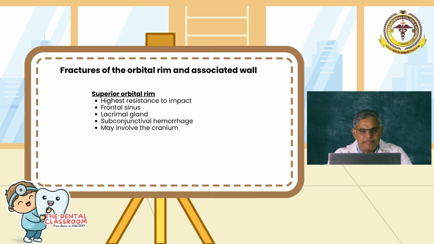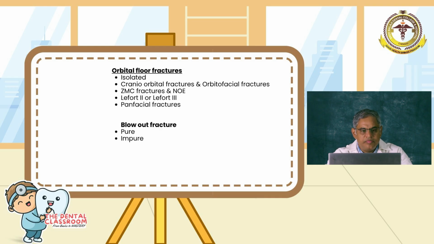Fractures of the orbital rim and associated wall. The superior orbital rim has the highest resistance to impact. Frontal sinus, lacrimal gland, subconjunctival hemorrhage may involve the cranium. Orbital floor fractures, isolated cranio-orbital fractures and orbitofacial fractures, zygomatic fractures and naso-orbitoethmoid fractures, Le Fort 2 and or Le Fort 3 fractures, panfacial fractures. They come under orbital floor fractures.